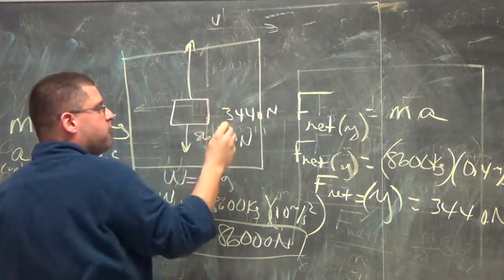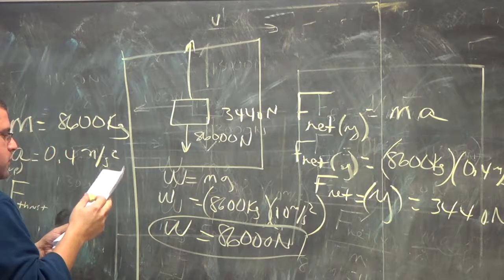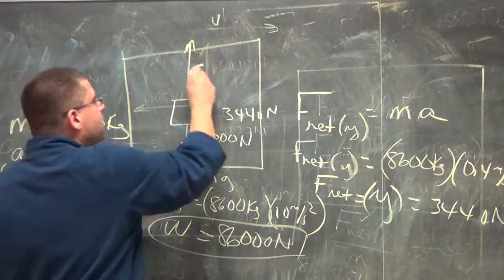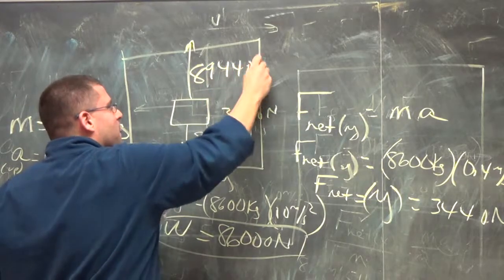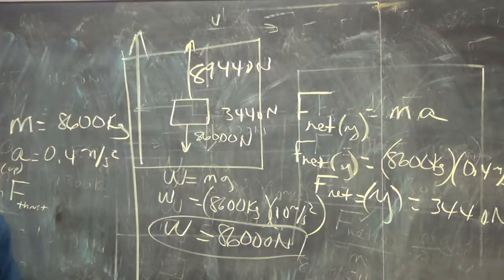How do I get the thrust force? Add them up. Guess what the answer is? 89,040 newtons upwards. It's going up. It's speeding up, going up. Therefore, it's accelerating in that direction.